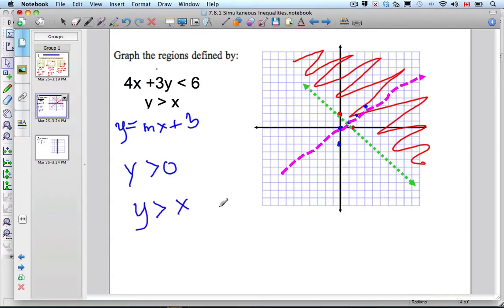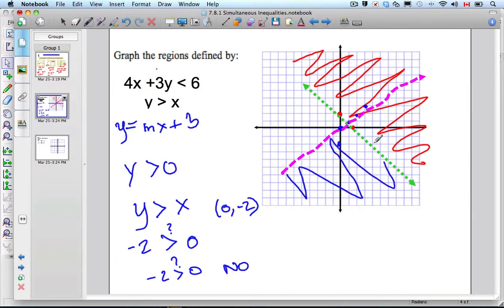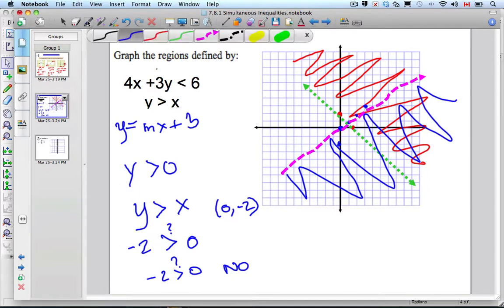The equation is y is greater than x, and we're testing 0, -2. So for y, I put in -2, and I want to know, is that greater than 0? -2 greater than 0. No, it's not. So if we say no, then I'm going to throw it away. I need to get rid of it, scratch it all away. So all of my solutions are really only going to be in this region.